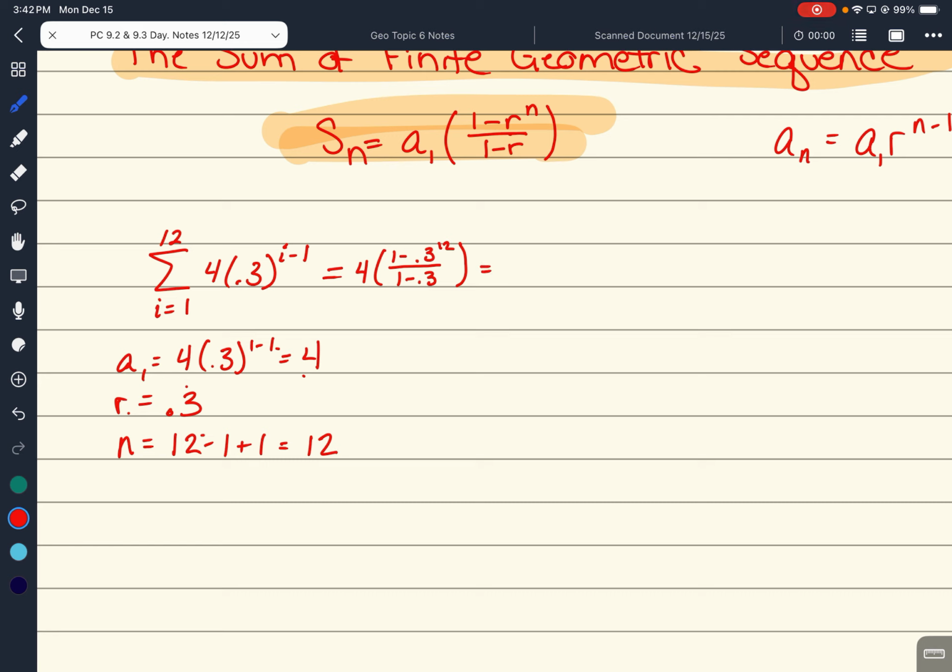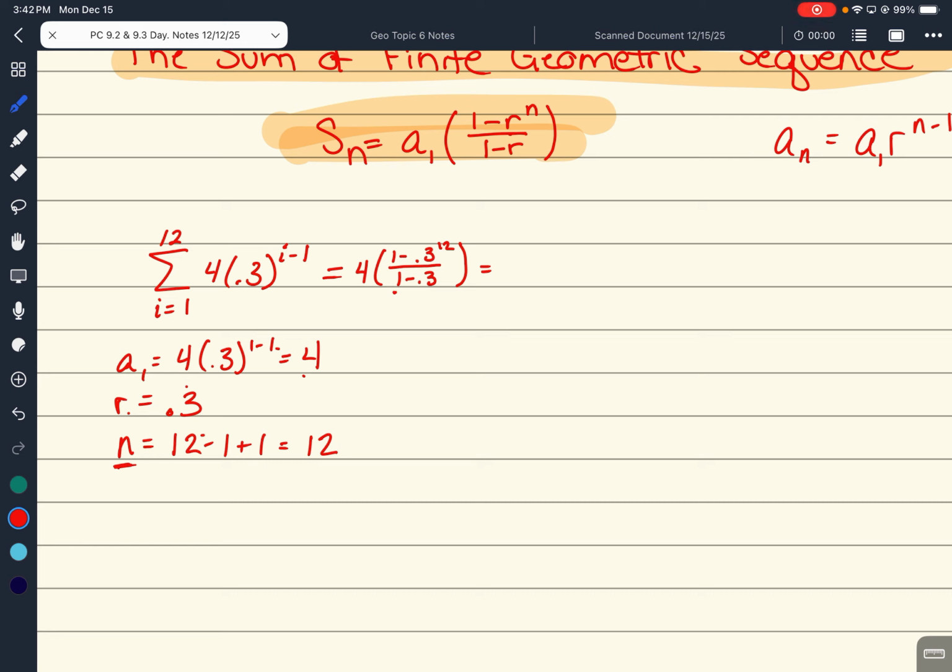Why is it 2 to the 12 if it's 1? Because that's the formula. But it's 12 minus 1. No, it's 12 minus 1 plus 1. Upper minus lower plus 1. It's 12. No, this is for n. For n, remember, upper minus lower plus 1. We're not plugging it into the formula. Okay.